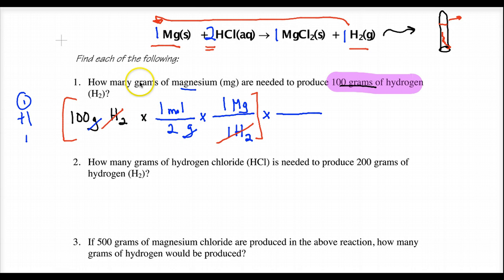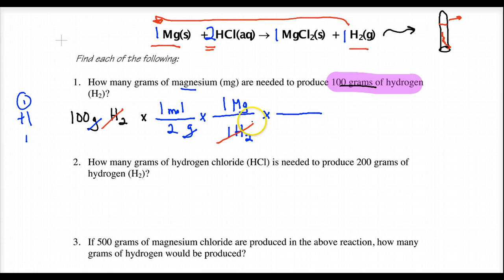And I say that to you because if the question stated how many moles of magnesium were needed to make 100 grams or to produce, I'll say that again. If I was to word it this way, this expression represents moles of magnesium. And if the question asked, how many moles of magnesium are needed to make 100 grams of hydrogen? You'd be done. So this right here is moles of magnesium, but that's not what they asked. They asked for grams of magnesium.